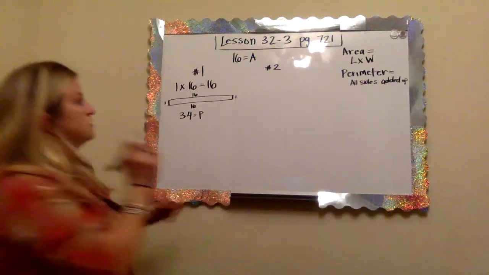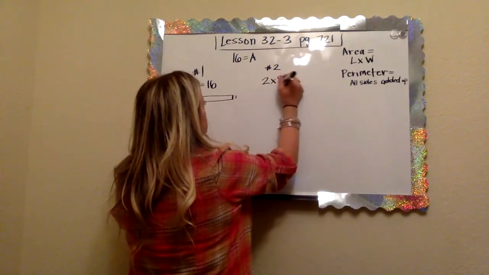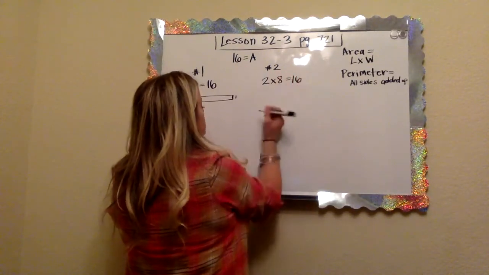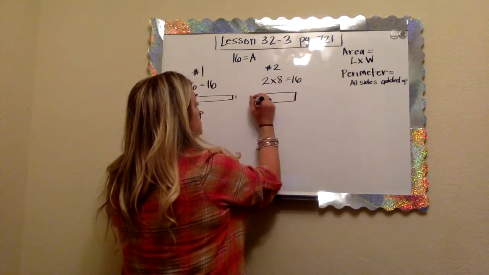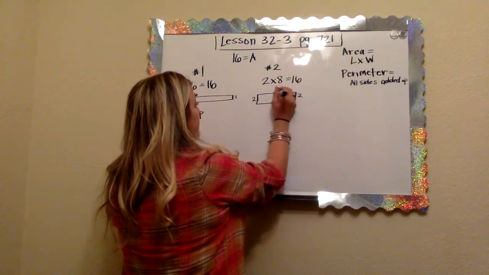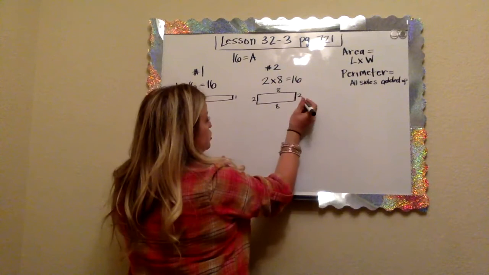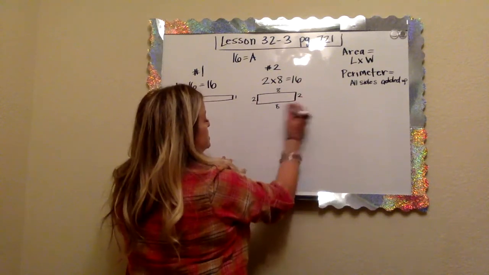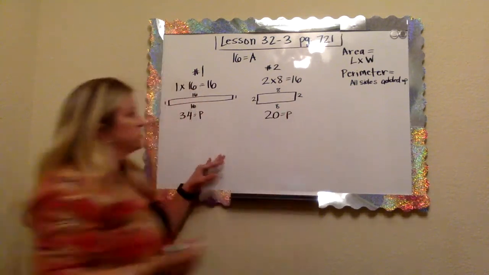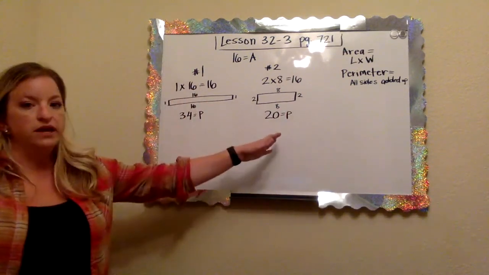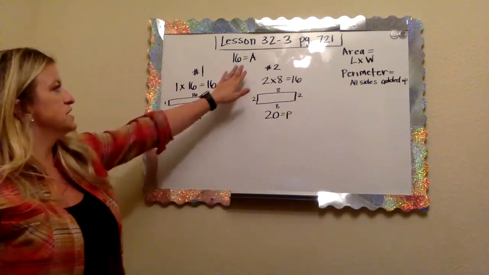Another factor of 16, or 2 factors, is 2 times 8. That will give you an area of 16. It changes a little bit. So this is 2, 2, 8, and 8. 8 plus 8 is 16. 2 plus 2 is 4. 16 plus 4 is 20. So here we just found 2 different ways to find a different perimeter with the same area.